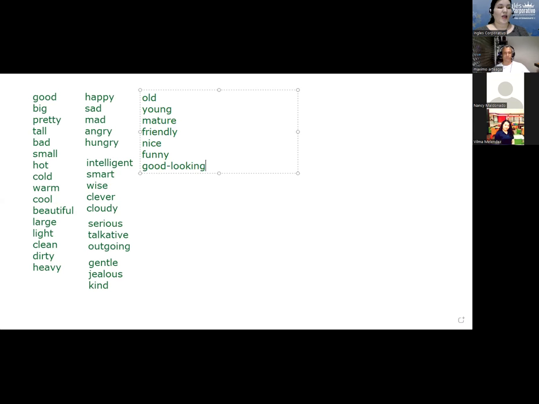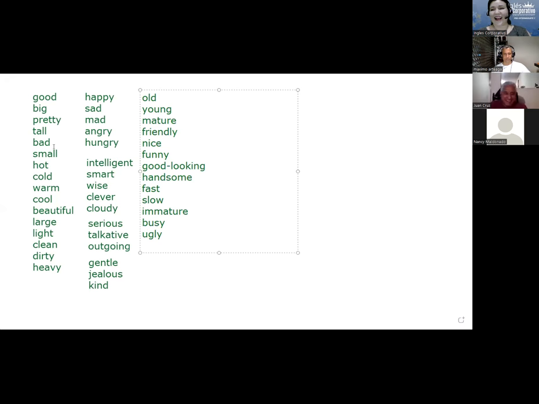Tall. I think we have tall already. It's the fourth one. Handsome. Fast. And we also have slow. Busy. Slow. Ugly. Immature, busy, right? Opposite. Busy, ugly, slow, fast.